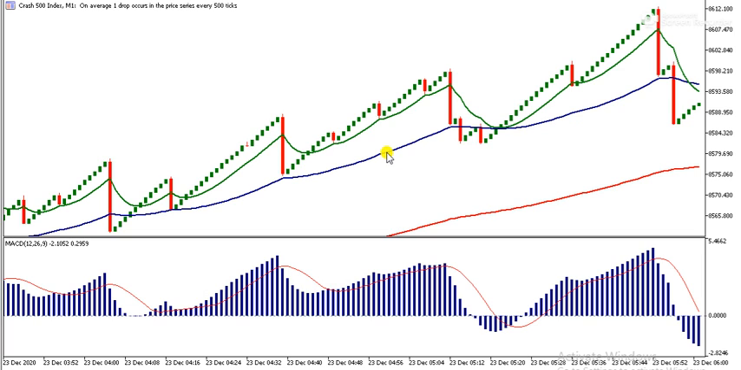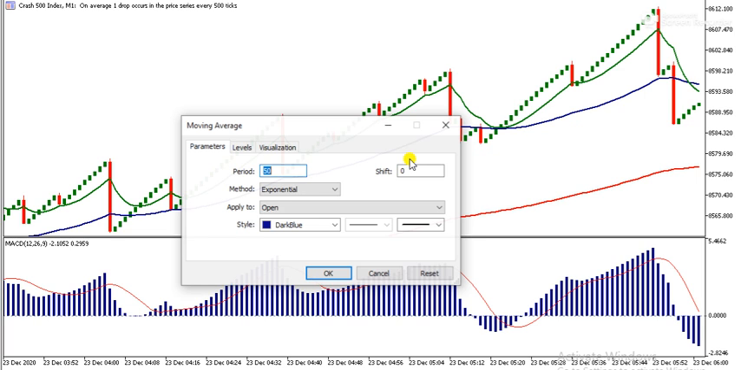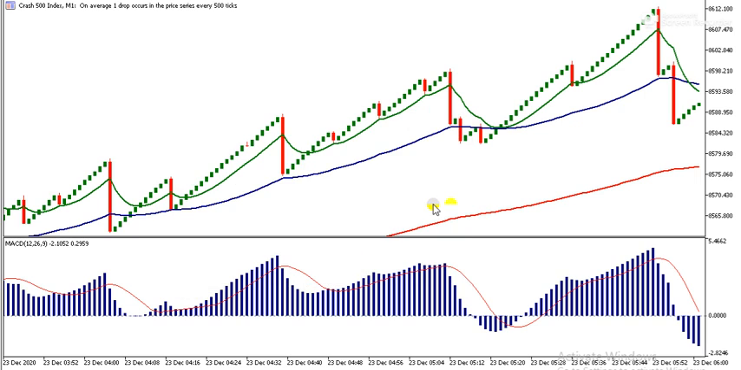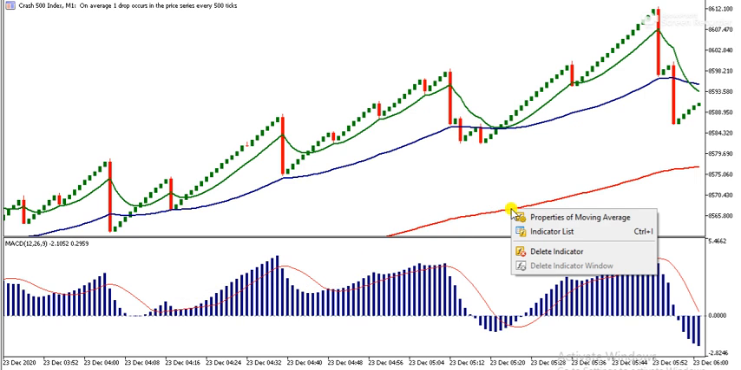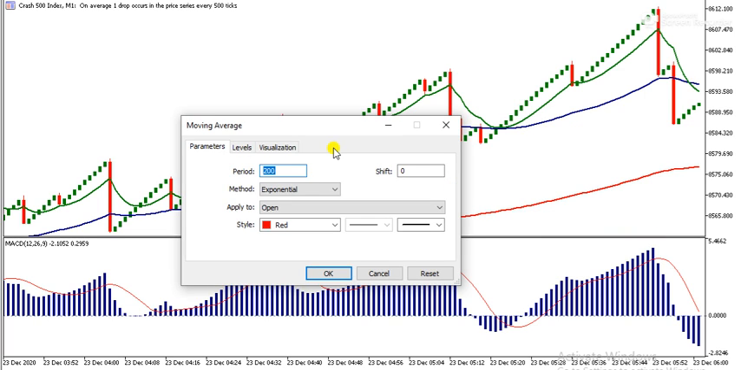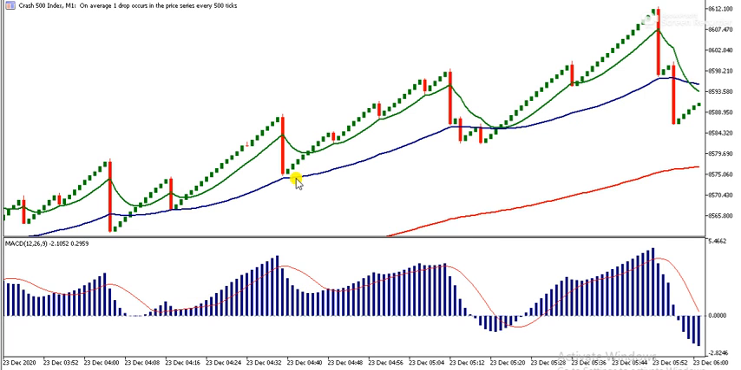Then next we have the moving average 50. The parameters are period 50, shift 0, method exponential, apply to open. Then the style and the width should be set according to your preference. And the last moving average we have is the moving average 200. Here are the settings of the parameters. The period is 200, the shift is 0, the method exponential, then apply to open. Then the style, the colors and the width are according to your preference. So here are the indicators we use for this strategy.